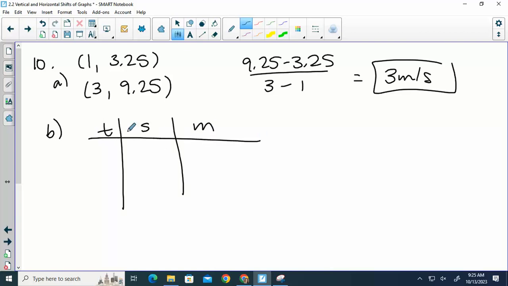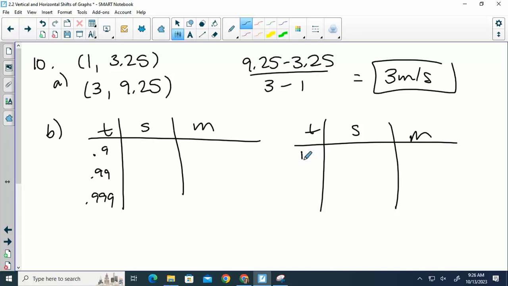is make your table. Your t value should be getting closer to 1, so you could do 0.9, 0.99, 0.999, and you could do ones bigger: 1.1, 1.01, 1.001. So to get your s, you're putting them in the equation. And to get the slope, you are going to do the 0.1, 3.25, and each of these points. Okay, when you plug those in, you're just trying to tell me what this is approaching, and both of those should give you a 2.5. So it's 2.5 meters per second.